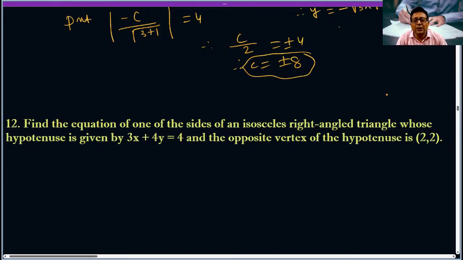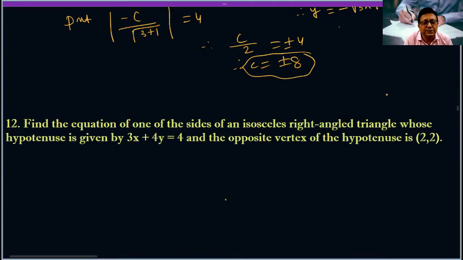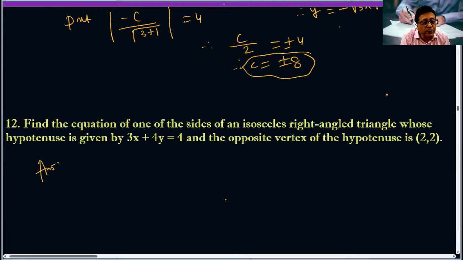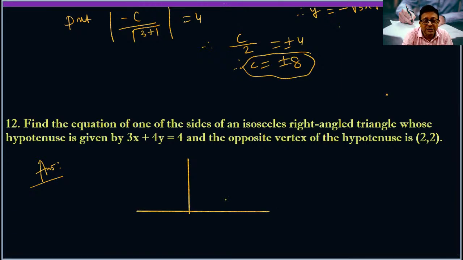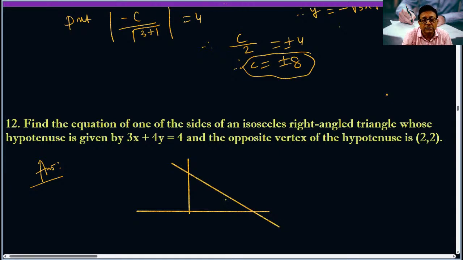Go for next one. Equation of one side of an isosceles right angle triangle whose hypotenuse is this and opposite vertex of the hypotenuse is 2, 2. Let us do it. This is a very important sum for school based examination. It came in old IIT question paper. Now it is being asked in school exam. Equation of one of the sides of an isosceles right angle triangle.